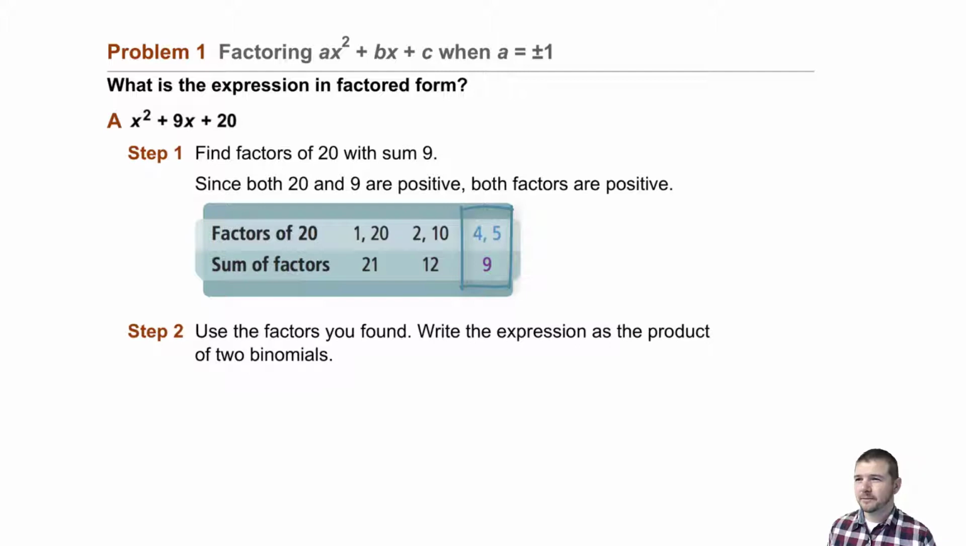Step 2. Use the factors you found. Write the expression as the product of two binomials. So we can write that x squared plus 9x plus 20, our original trinomial, equals x plus 4, note the 4 being a factor of 20, times x plus 5, the other factor of 20.